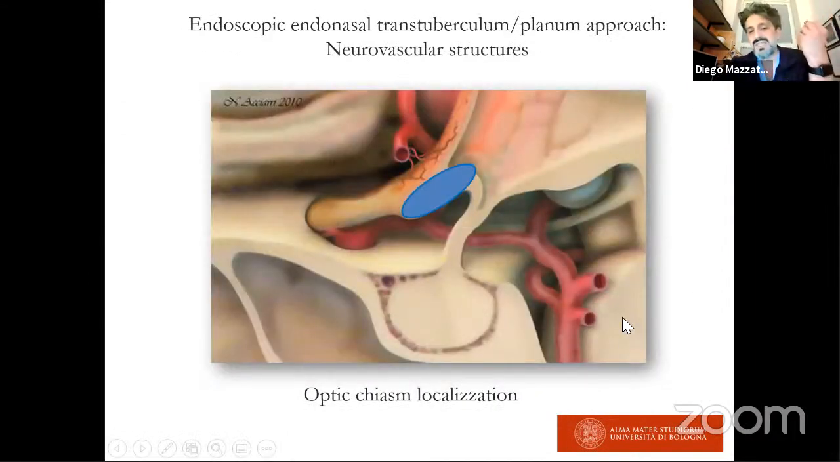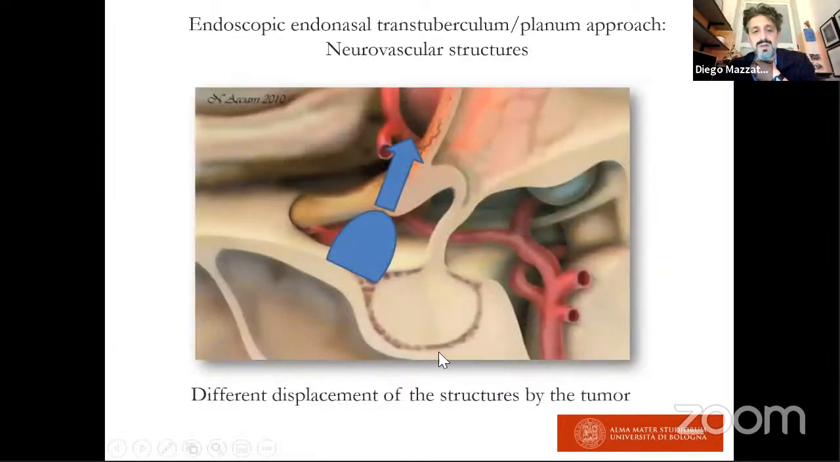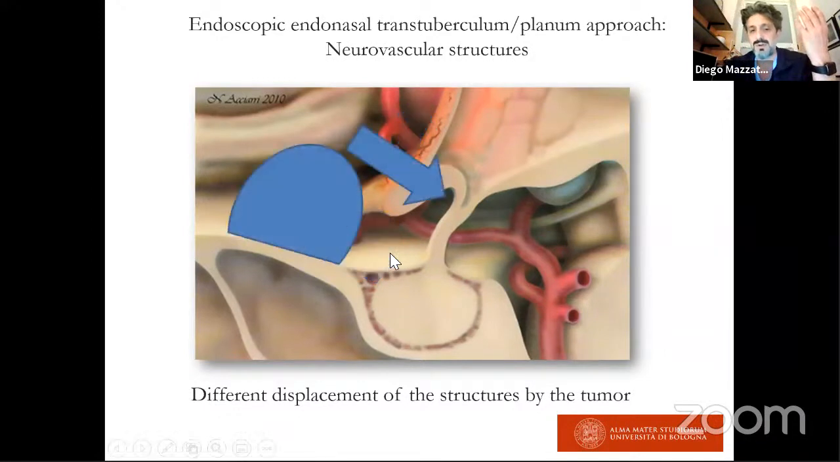The chiasm defines a plane, and there are two main different displacement possibilities created by the tumor. The tumor growing up and displacing the optic pathway, and below the optic pathway, the A1, A2 complex are more safely approached if you choose the transtuberculum approach.